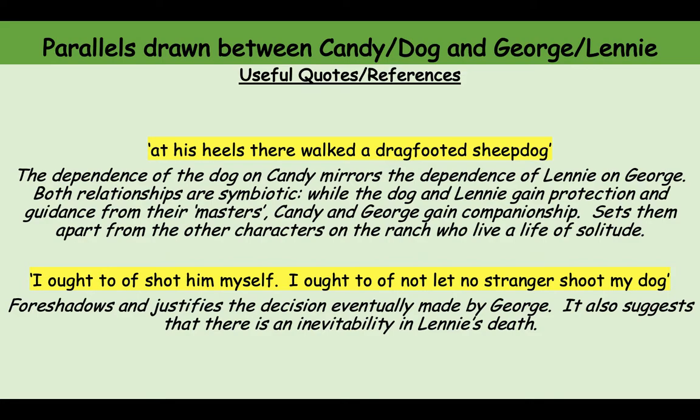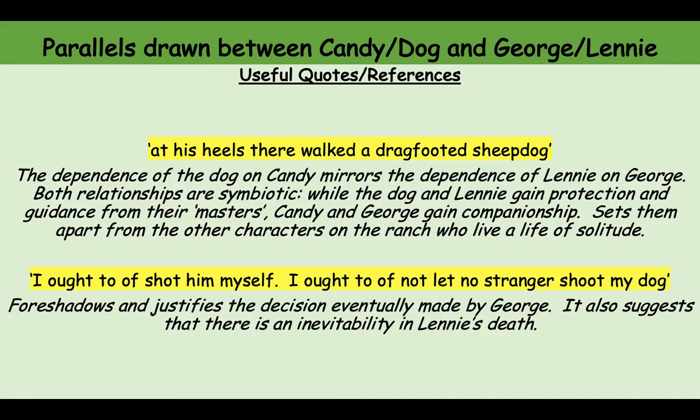And this is a really important quote when he's reflecting on the fact that he has allowed a stranger to kill his dog, to shoot him. And he says to George, "I ought to have shot him myself. I ought to have not let no stranger shoot my dog." And we should know, hopefully, by the end of this novella, that George shoots Lenny. So this foreshadows, but more than that, it justifies the decision that's eventually made by George.